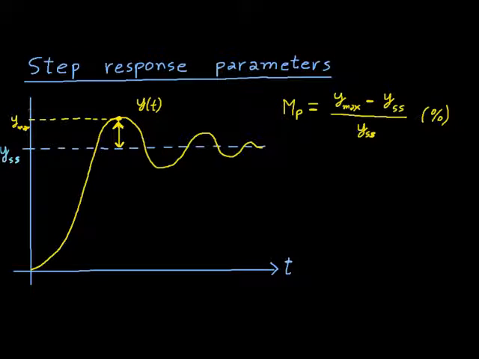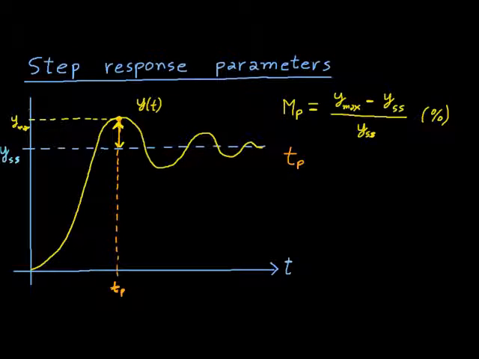Okay, the second parameter is called the peak time, T_P, and it is just the time in which this maximum value is reached. So this time here is T_P, the time in which the overshoot takes place, actually the first overshoot, which is the maximum.